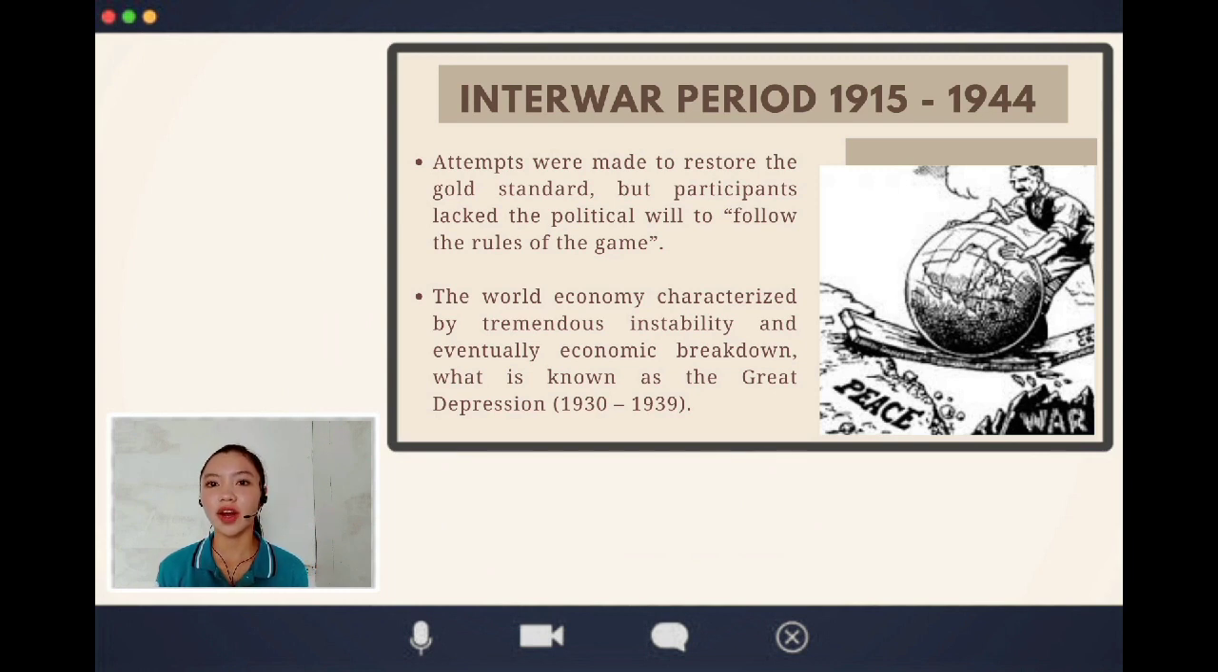The world economy was characterized by tremendous instability and eventually economic breakdown, what is known as the Great Depression, 1930 to 1939. The Great Depression, lasting almost 10 years, affected nearly every country in the world, and it was marked by steep declines in industrial production and prices, or what we call deflation, banking failures, mass unemployment, and sharp increases in rates of poverty and homelessness.